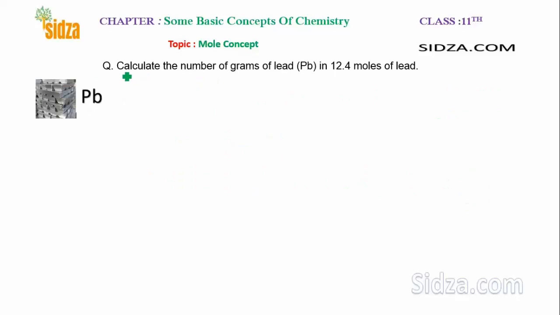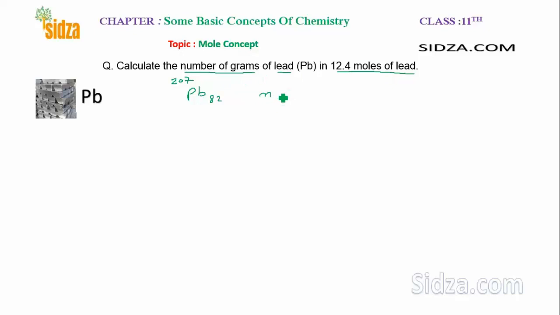Now let's take another question. In this question we have to calculate the number of grams of lead in 12.4 moles of lead. So we have to find the weight of lead for 12.4 moles of lead. Lead has atomic number 82 and the atomic mass is 207. For 12.4 moles of lead we have to find the weight.